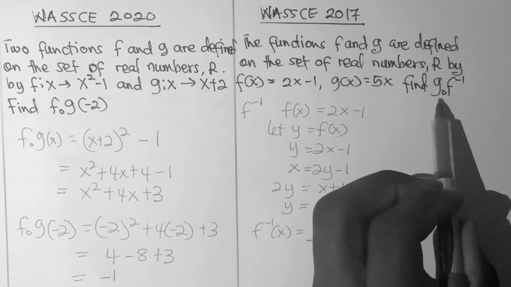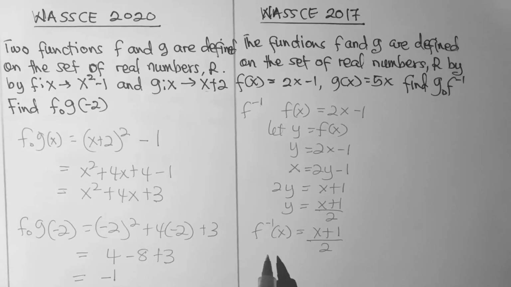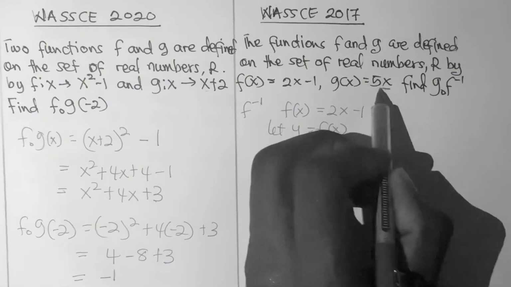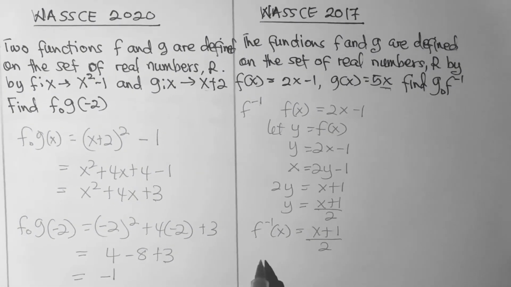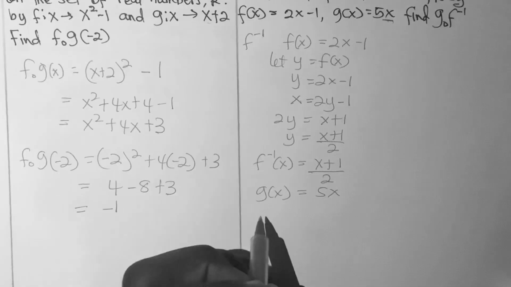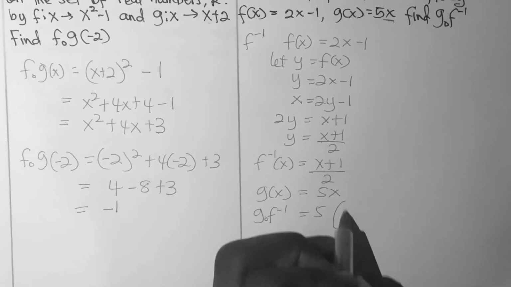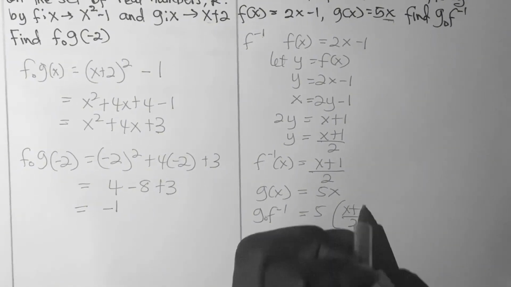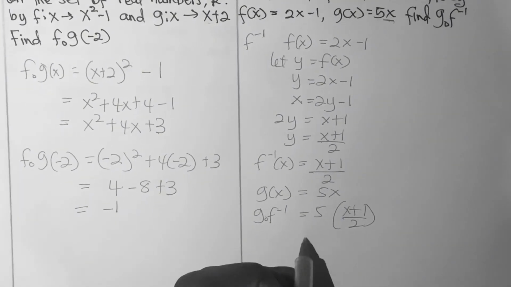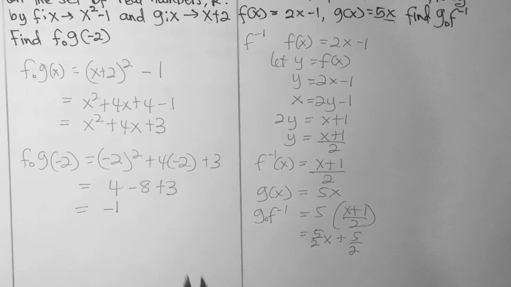Then now we are supposed to find g of f inverse of x. So what it means is that wherever we see x in g, we should put f inverse of x. I know that g of x is equal to 5x. So g of f inverse is equal to 5 times x plus 1 divided by 2. So this becomes 5 over 2 x plus 5 over 2.